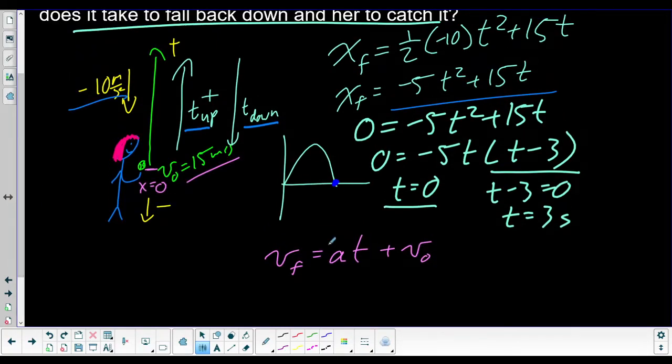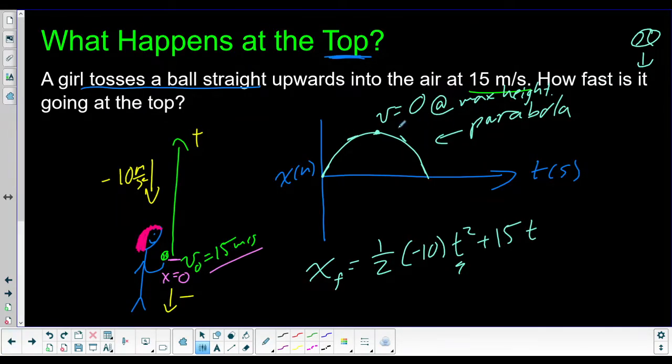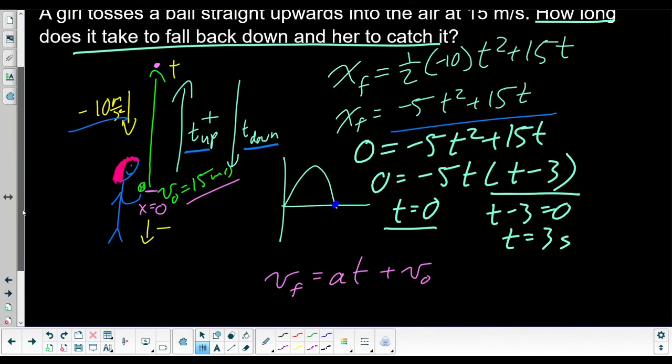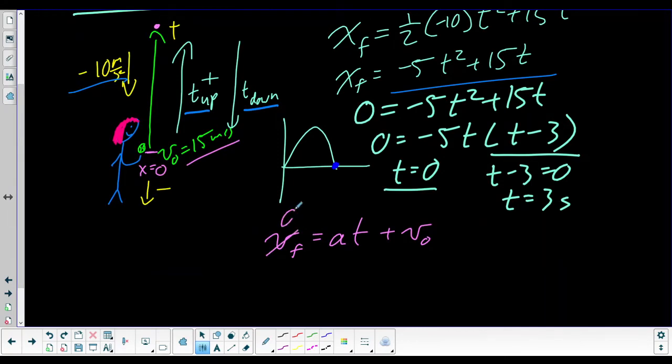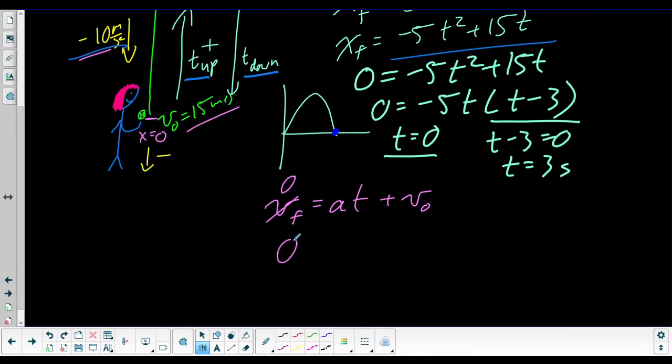All right. The final velocity, or the velocity at the top, well, that's the thing we just learned on this page. V equals 0 at maximum height. So our final velocity is 0. Our acceleration is -10. Our time is what we're looking for, and our initial velocity is 15. So if we plug all these in, we have 0 equals -10t plus 15. And this is an even easier problem to solve than the one up here because it's not a quadratic.